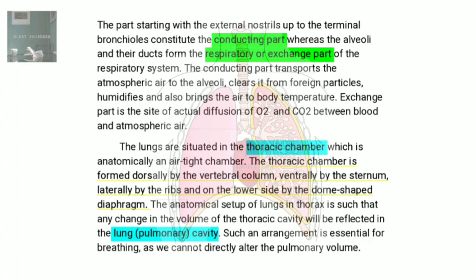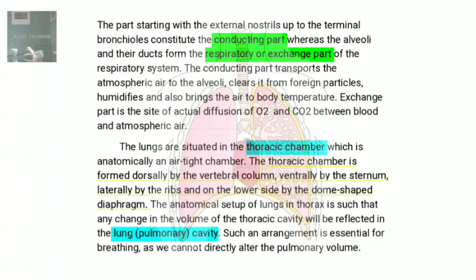The conducting part transports the atmospheric air to the alveoli, clears it from foreign particles, humidifies it, and also brings the air to body temperature. The exchange part is the site of actual diffusion of O2 and CO2 between blood and atmospheric air. The lungs are situated in the thoracic chamber, which is anatomically an airtight chamber.